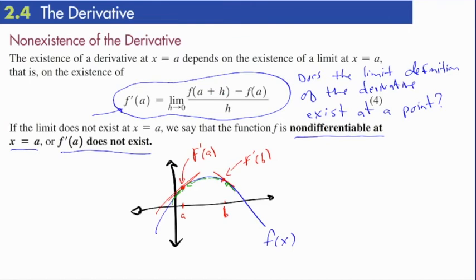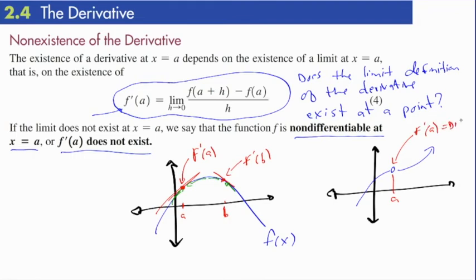Well, the derivative does not exist if we have a discontinuity. So a function must be continuous at a point for the derivative to exist at the point. That's one criteria. The second criteria is it must be a smooth transition.